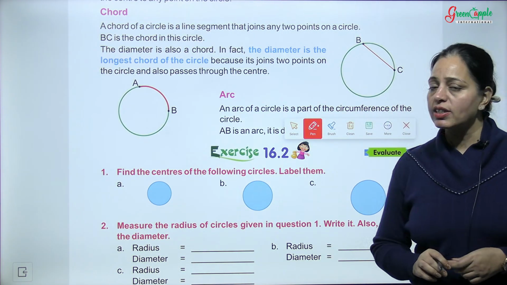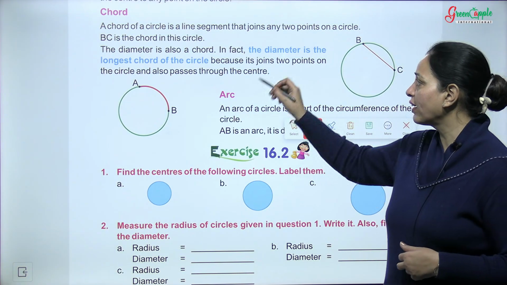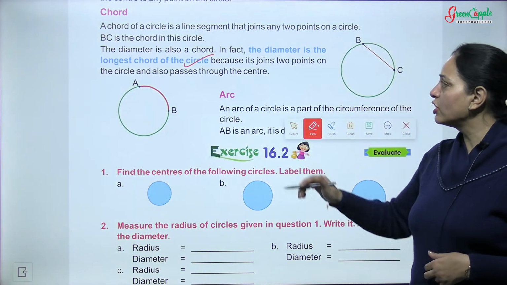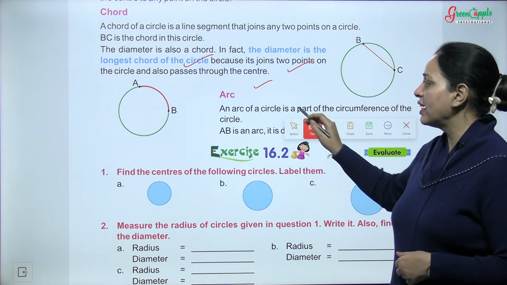So BC is the chord in this circle, and the diameter is always a chord. In fact, the diameter is the longest chord of the circle because it joins 2 points on the circle and also passes through the center.